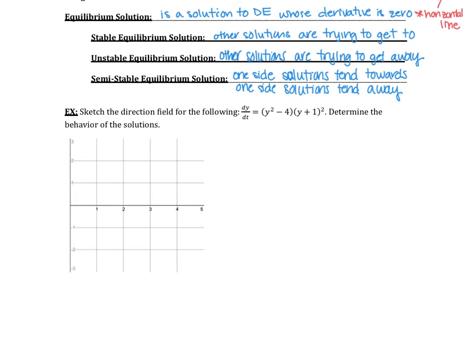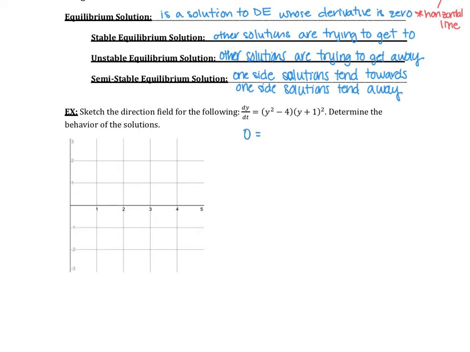This next example says we want to sketch the direction field for the following differential equation. So we have the equation dy over dt equals y squared minus 4 times y plus 1 squared. What I'm going to do is first figure out where my derivatives are equal to 0. So the equilibrium solutions occur when the derivative is 0. That's what the definition is. So I'm going to let y prime be 0.